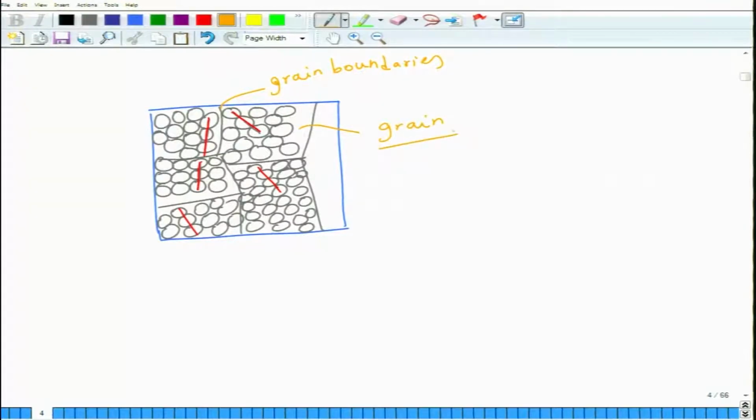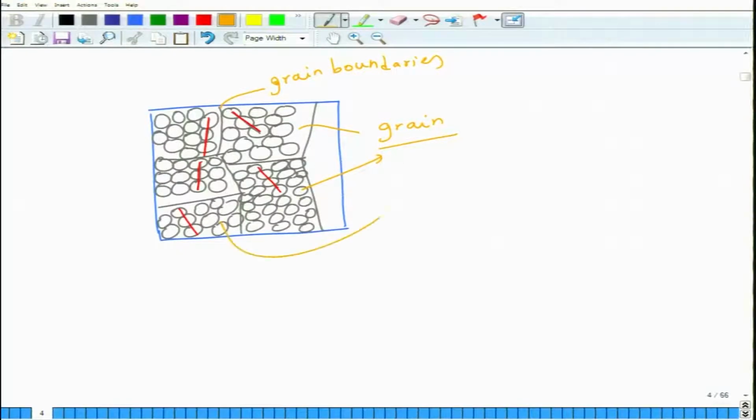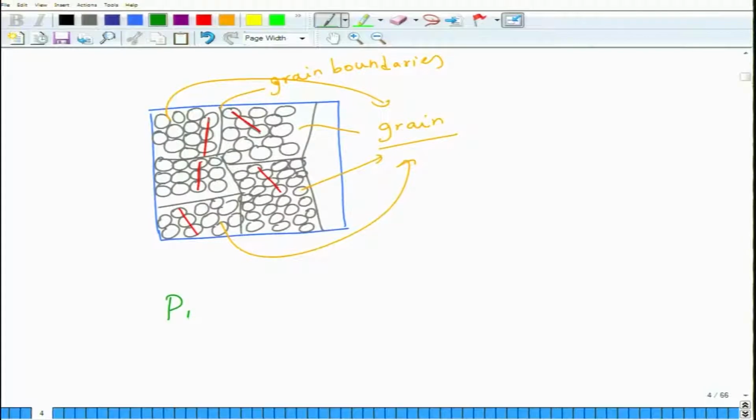One region of uniform orientation is called a grain, and where the orientation changes abruptly between two regions, they are called grain boundaries. So this is a grain, this is a grain, this is a grain, this is a grain, and the boundaries between them, the discontinuities or abruptness between the two, are called the grain boundary. So this is called a polycrystal, or you can say a polycrystalline material, okay.